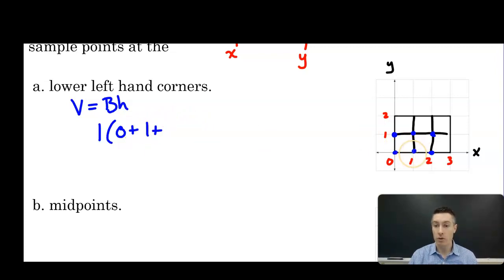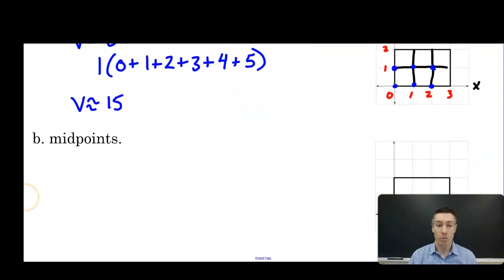At (1, 0) we'd have 2, and then y is 0, so 2 plus 0 is 2. At (1, 1), we'd have 3. At (2, 0), we'd have 4. And at (2, 1), we'd have 5. So using the lower left-hand corner as our approximation point, our sample point, the volume is approximately 15 cubic units, whatever that unit is going to be.